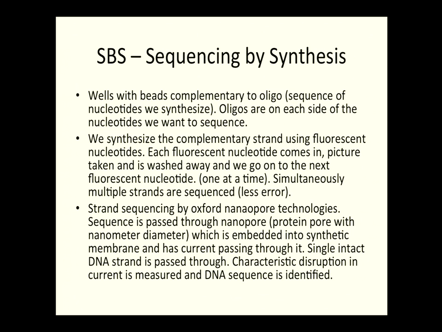After that, you can have nanopore sequencing. It just basically uses a protein pore. You pass the DNA sequence through that, and through disturbances in the current, or characteristic disruption, you know what the DNA sequence was. Okay?